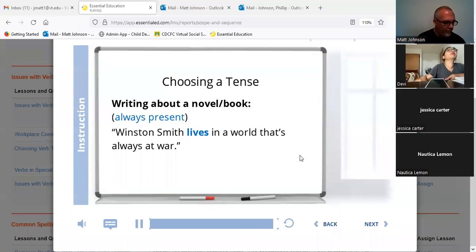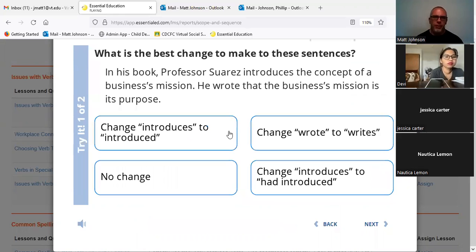Do you think you can do that? And not just with books, but most media. So television shows, movies, if you're discussing them, you talk about them in the present tense, even if it's an old movie, which I think we can actually get an example in the practice questions with that. So try to figure out verb tenses. What is the best change to make in these sentences?